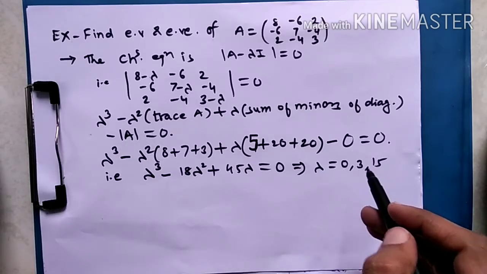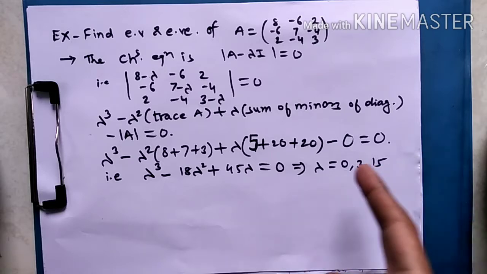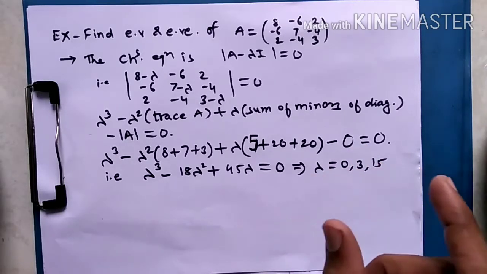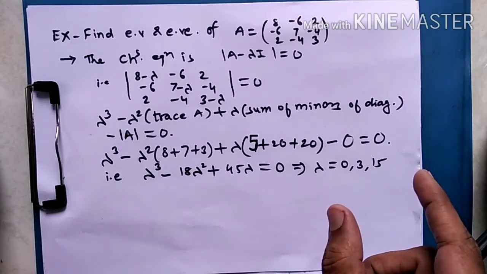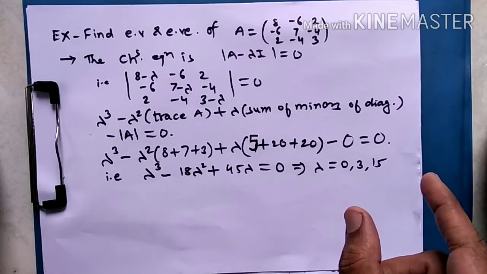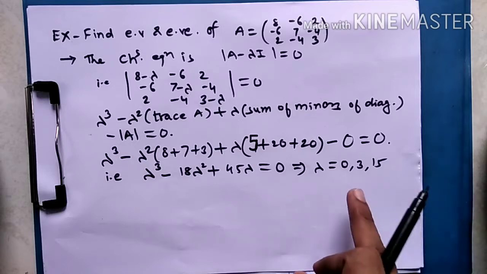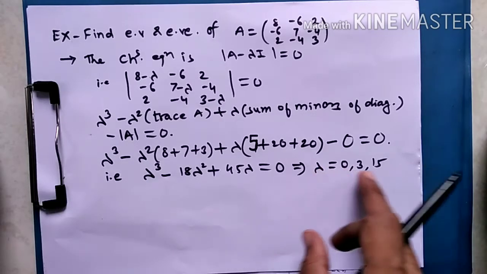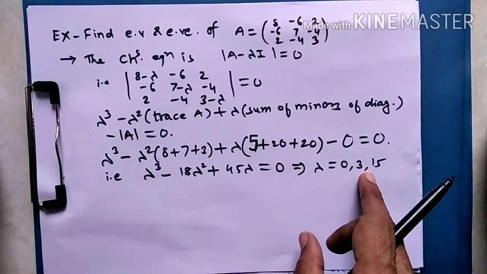You can note here, if the determinant of the matrix is 0, at least one of the eigenvalues will be 0. Determinant is 0 means the matrix is singular. We cannot find its inverse; A inverse does not exist. So in that case, at least one of the eigenvalues will be 0. So these are the eigenvalues of the given matrix.